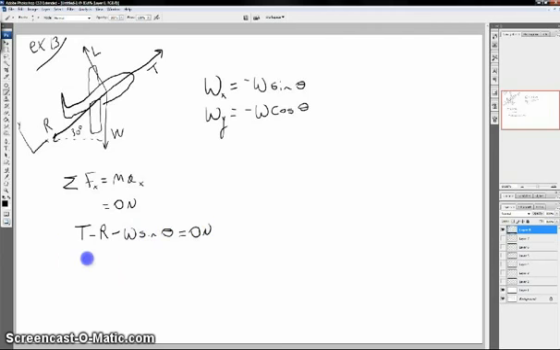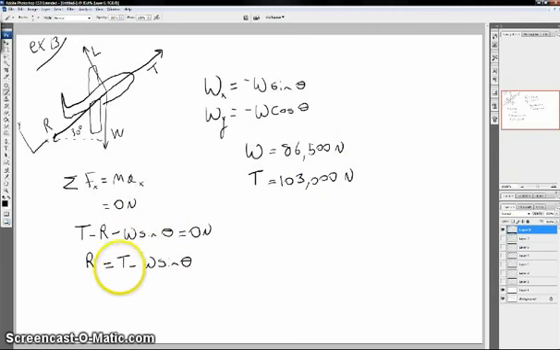I can solve for the air resistance, which was one of the things they asked me to solve for. And the thrust and the weight were things they gave to us. The weight was equal to 86,500 newtons, and the thrust was equal to 103,000 newtons. So I can plug in those values and find the air resistance.